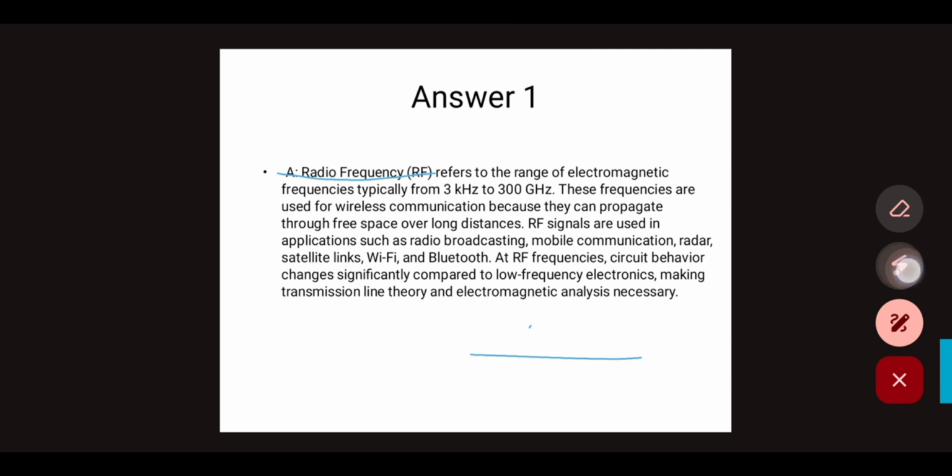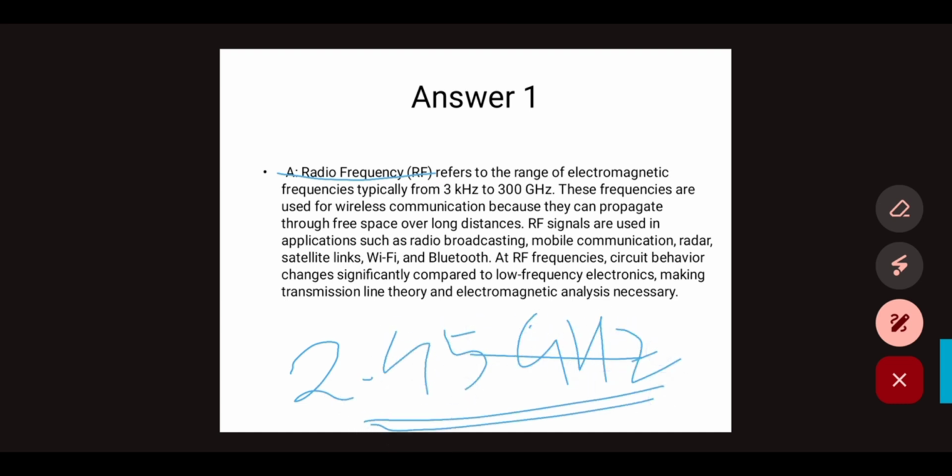And here it says RF signals are used in applications such as radio broadcasting, mobile communication, radars, Wi-Fi and Bluetooth. And of course in Wi-Fi and Bluetooth, we use the frequency 2.45 gigahertz. So you can imagine the frequency and its corresponding wavelength.